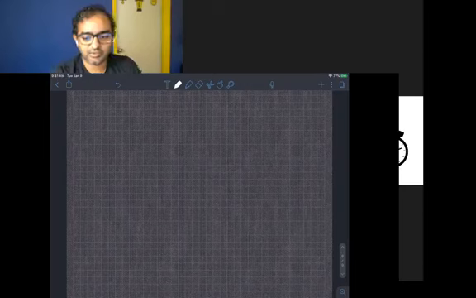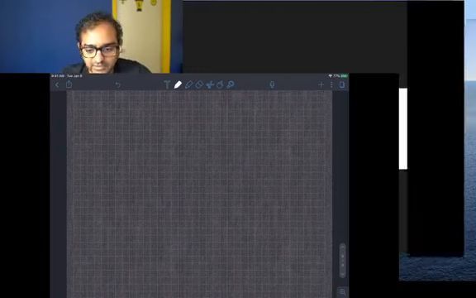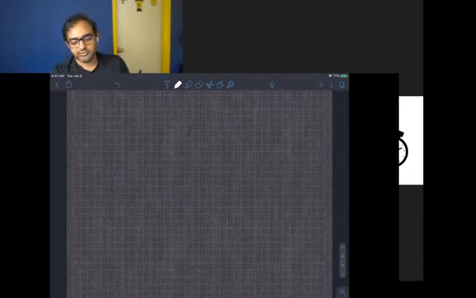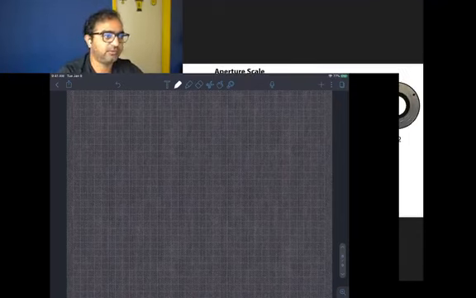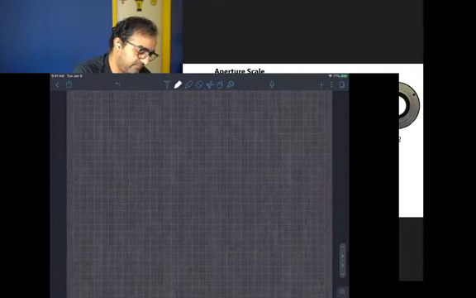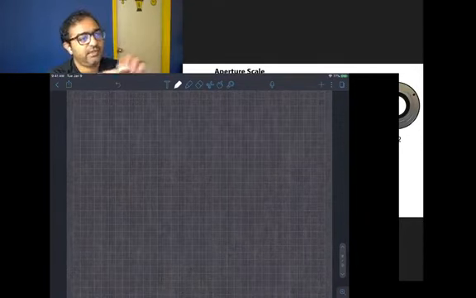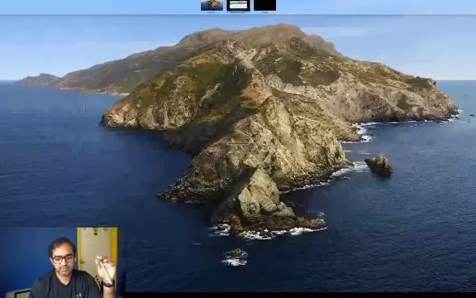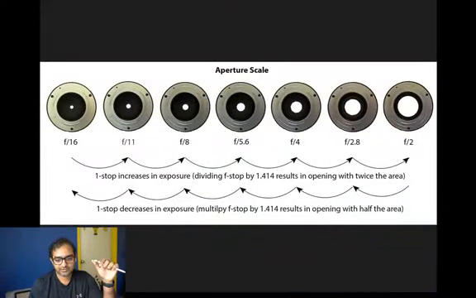Okay. So any other questions before I move on? No? Okay. So let's continue with this. All right. So we've talked about shutter speed. Now let's go to aperture. So like I said, there are only three ways in which you can control exposure, right? There's aperture, shutter speed, and then there's ISO. So let's talk about the aperture scale right now.